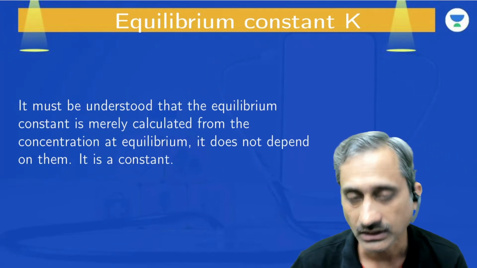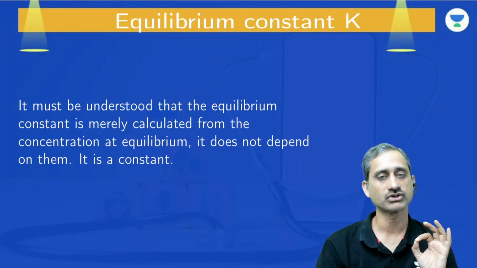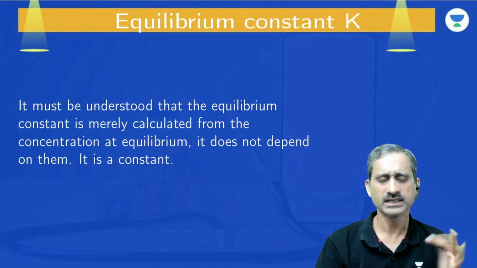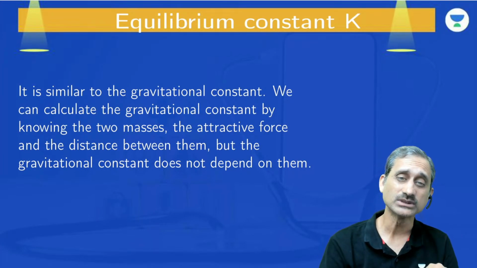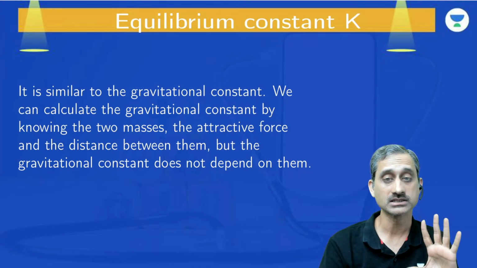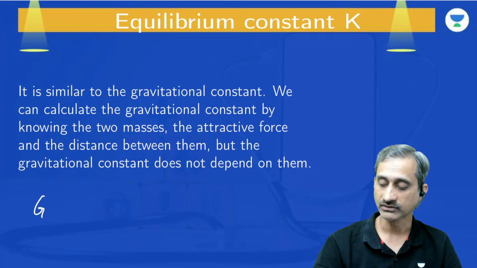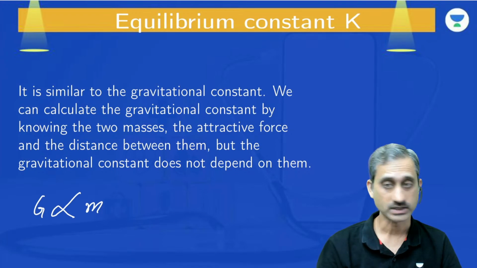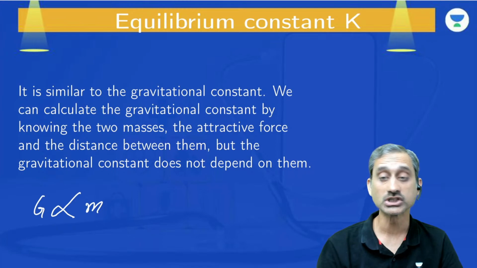Now please remember one thing, that the equilibrium constant is merely calculated from the concentrations at equilibrium. It does not depend on the concentrations at equilibrium. Okay. It's something like when we talk about the gravitational constant, we can calculate it by knowing the two masses, the attractive force, and the distance between them. But do you ever say that the gravitational constant is proportional to mass? No, it is not. It has absolutely nothing to do with mass. Gravitational constant is a constant. It's a universal constant.